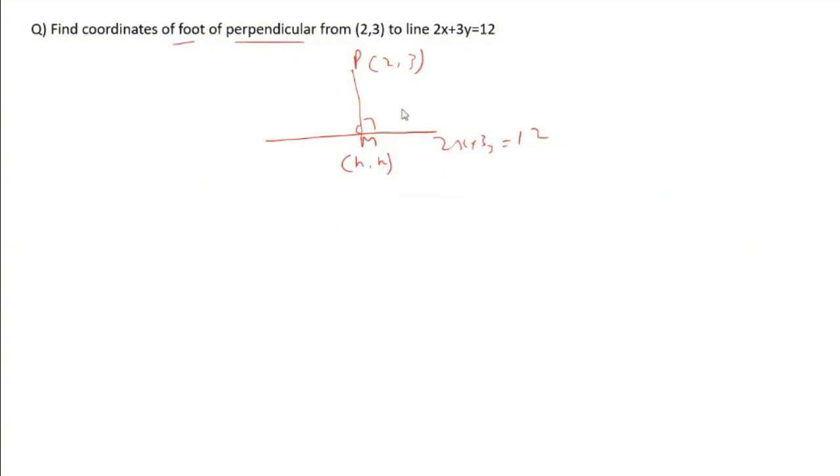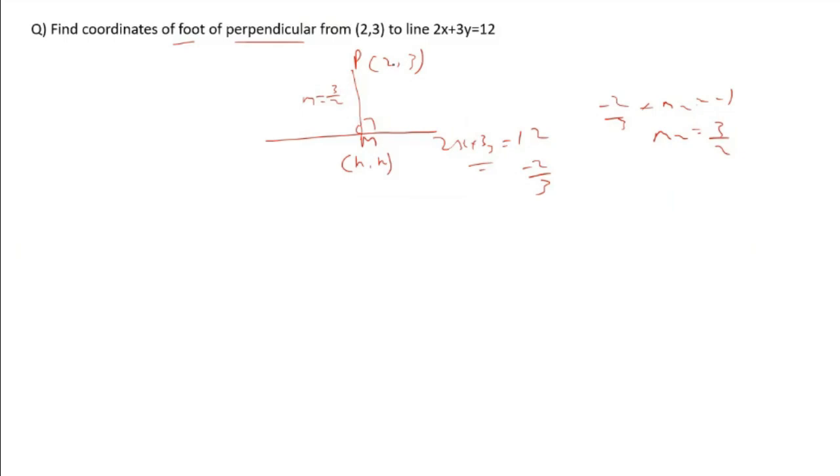So first of all, I know that this is the equation of the line that is given. I know that there should be a line perpendicular to this, which means I should be able to know the slope of this line, because I already know the slope of this line. The slope of this line is minus 2 by 3. How? Because minus 2 by 3 into m2, as we just discussed, will be minus 1. So m2 will be equal to 3 by 2. So I know the slope of this perpendicular is 3 by 2.